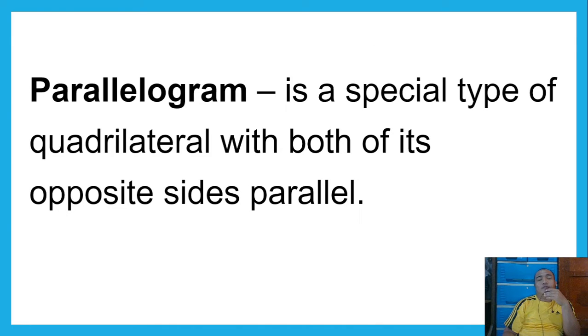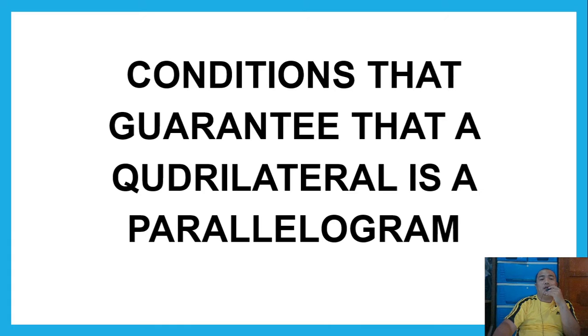That is the quadrilateral. So let's proceed now to parallelogram. What is a parallelogram? It's a special type of quadrilateral with both of its opposite sides parallel. That means two pairs of parallel sides in a parallelogram. At the same time, these two pairs of parallel sides are congruent also.